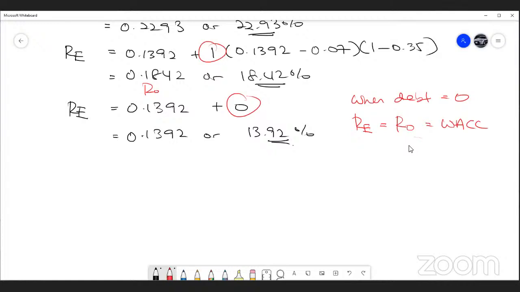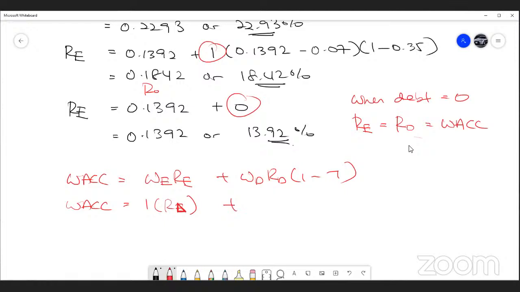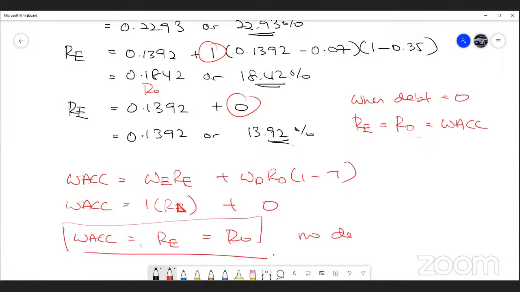So how do you prove that RE is equal to WACC? If you look at the WACC formula, weightage of equity times cost of equity, plus weightage of debt times cost of debt times (1 minus T). So imagine if there's 0 debt, that means your weightage on cost of equity is 1. 1 times cost of equity plus 0 debt. So isn't this WACC equals to cost of equity? Okay, so this proves WACC equals cost of equity. This proves cost of equity equals R0. So in the end, they are equal if there is no debt.